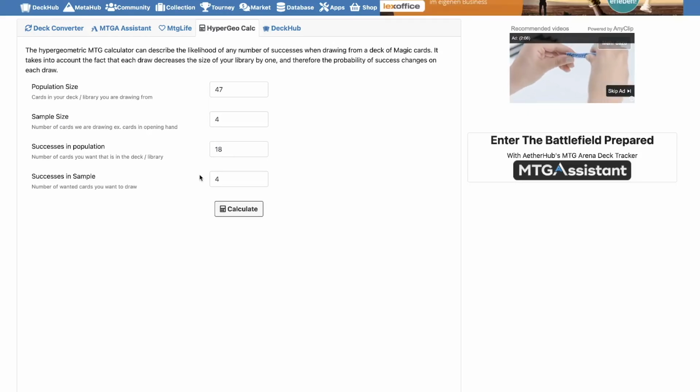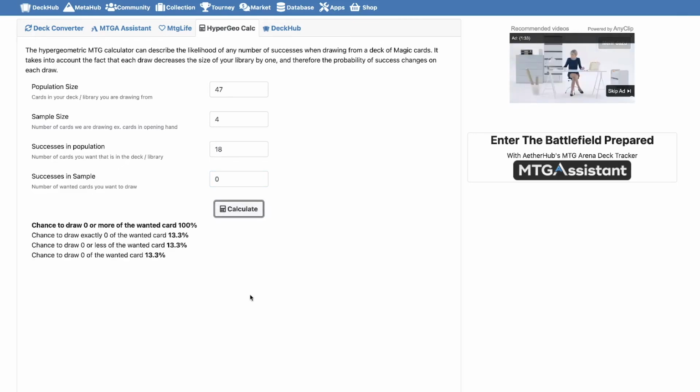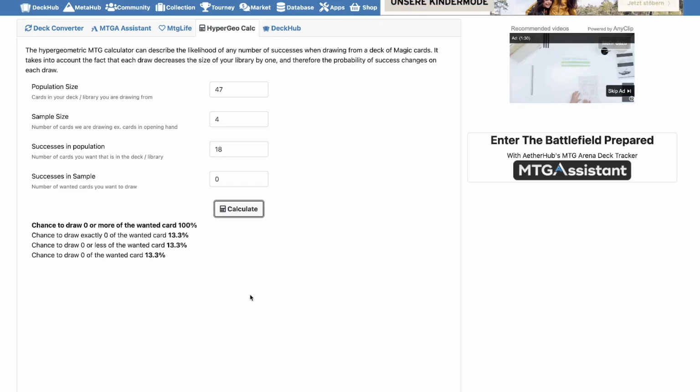Now let us turn around the scenario. What is the chance that we were not able to draw any lands in the last 4 turns? So this is pretty easy because everything stays the same, and the only thing that we need to change is the successes in sample. So instead of 4, we put in a 0 and find out what is the chance for us to draw 0 lands out of 4 card draws. And we see actually there's a decent chance, around 13.3%, that this could happen to us. But I would say it's more or less the shuffle is fine moment as well.